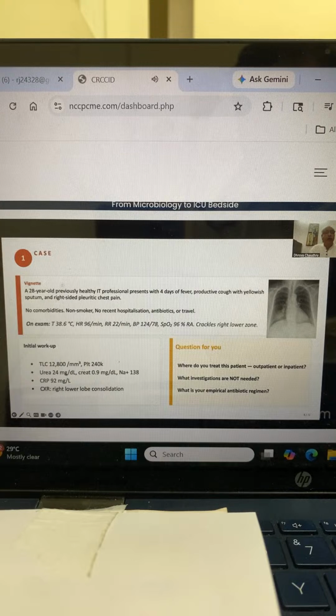When we did the initial workup, he had a total leukocyte count of nearly 12,800, and along with it, a normal urea and creatinine. CRP was markedly elevated, because sometimes people take it as a distinction. If it is less than 20, they try to rule out pneumonia, but that is an empirical thing. But by and large, when inflammation is there, this will be high. And the question which arises: where do you treat this patient? Outpatient, inpatient? What investigations are needed? What is your empirical antibiotic regimen?